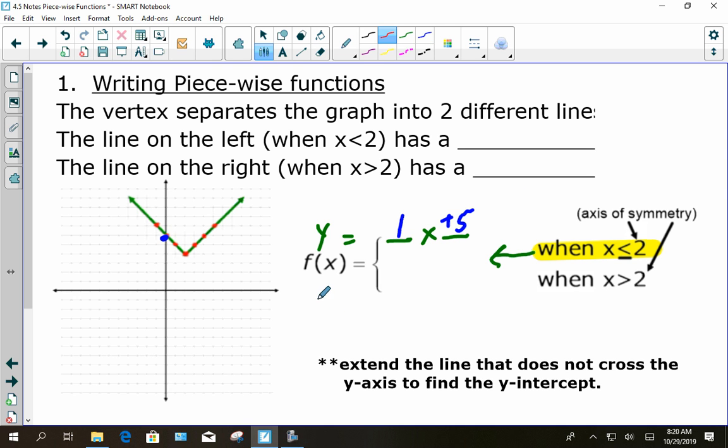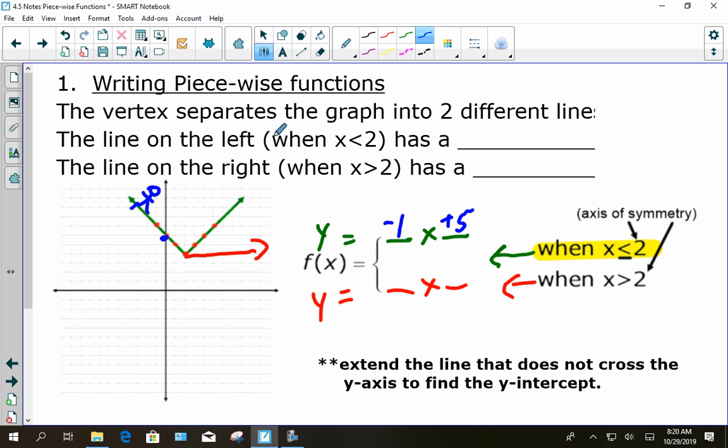Well, I'm going to do the same thing. Y equals blank x blank. Except this time, it's when x is greater than 2. That means I'm going with this line. Now, you got to be careful. When I put this line as positive 1, I made a mistake and nobody caught it. Why did I make a mistake? It's negative 1. Very good.